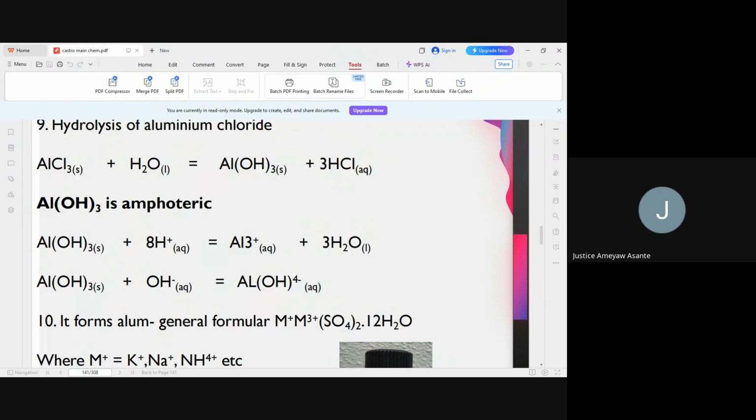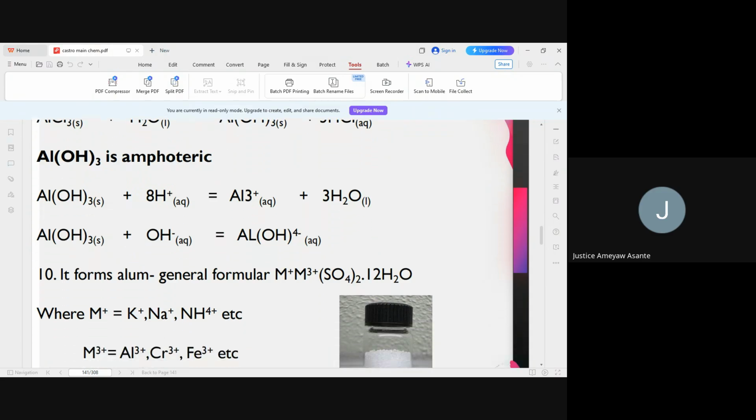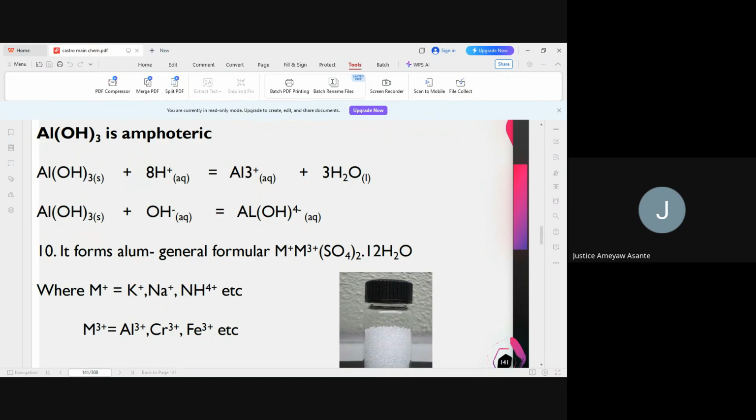Aluminum hydroxide is described as amphoteric because it can act as an acid, and it can also act as a base. So in the acid, aluminum is dissociated to give you aluminum 3 plus and water. And in the base, you form the aluminate ion. It forms a complex. General formula is this.